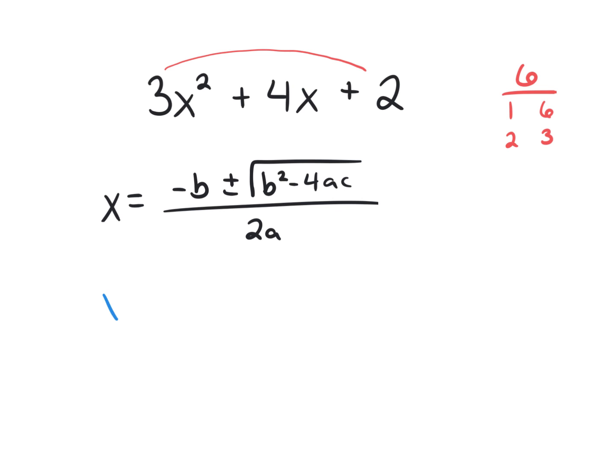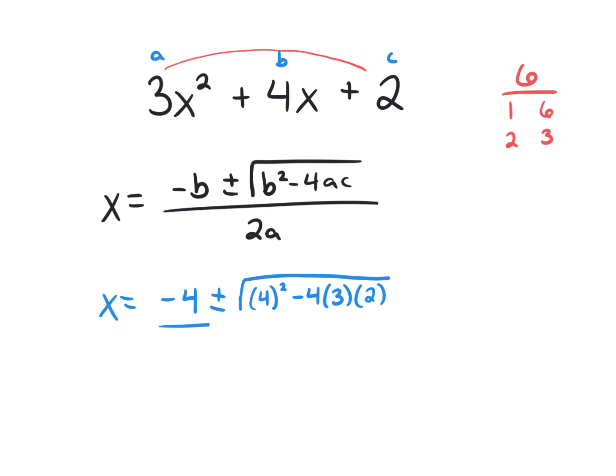So going to fill this out, let's go through A, B, and C. What's A? 3. What's B? 4. What's C? 2. So what am I going to plug in for negative B? Negative 4, right? Plus or minus the square root. What's B? 4. So I'm going to plug in 4 squared, minus 4. What's A? 3. What's C? 2. And then all over 2 times A, which is 3. That is half of it. Just filling out the formula.